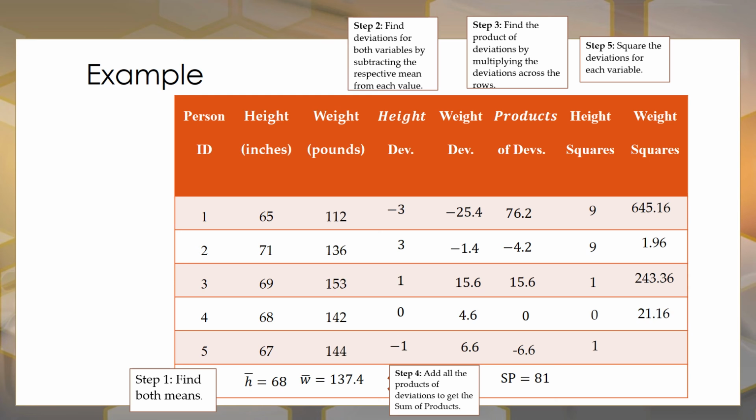That leads us to the sixth step, which is to add up the square deviations for each variable to find the sum of squares for each variable. So the sum of squares for the height is 9 plus 9 plus 1 plus 0 plus 1, and that equals 20. And then the sum of squares for the weight is all those numbers in the last column there added up to get 955.2.